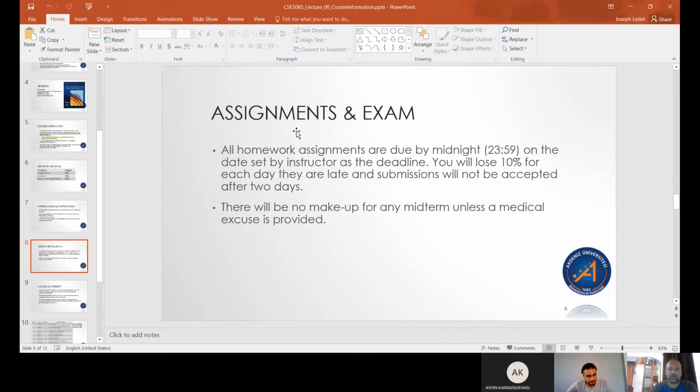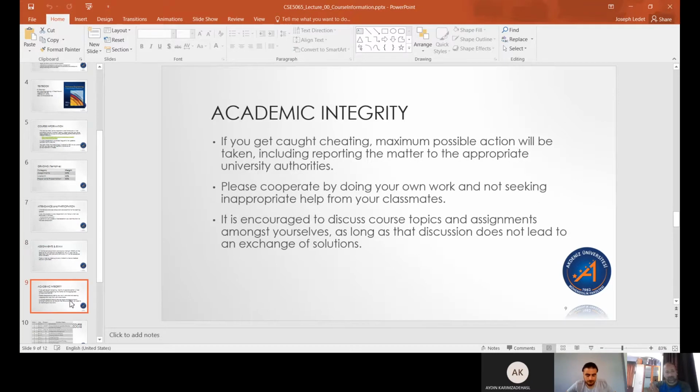So assignments need to be on time. Basically, I don't expect this to be a big problem with this group, because it's so small. Academic integrity, same thing. Just don't cheat.